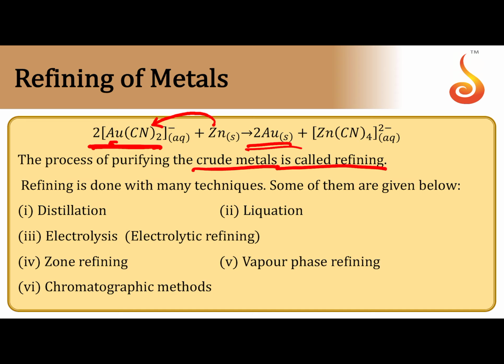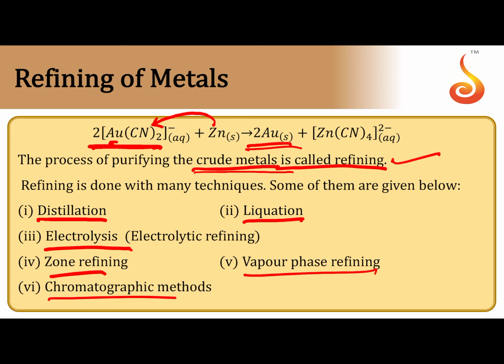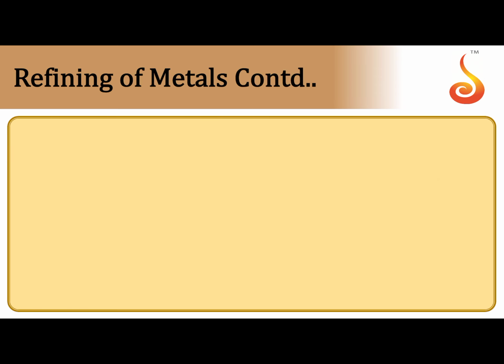The process of purifying crude metal to get the purest form of metal is called metal refining. Metal refining is done with many techniques like distillation, for metals like zinc and mercury, liquation, electrolysis, zone refining, vapor phase refining, or even chromatographic methods.